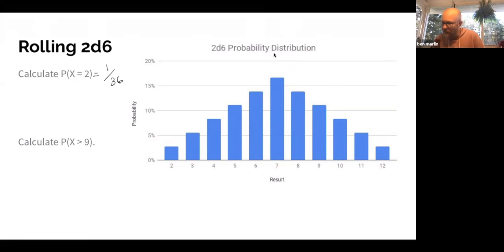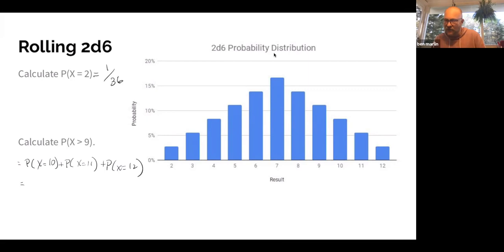And so if I wanted to say something about calculating the probability that x is greater than 9, I would still look here and say, well, x greater than 9 is this group here. It's a set of values, 10, 11, and 12. And so I would write the probability that x equals 10, the probability x equals 11, and the probability x equals 12. And then I would go through and calculate each one of those.